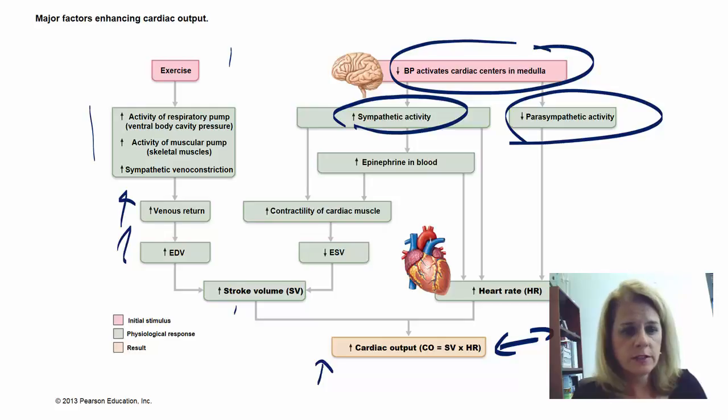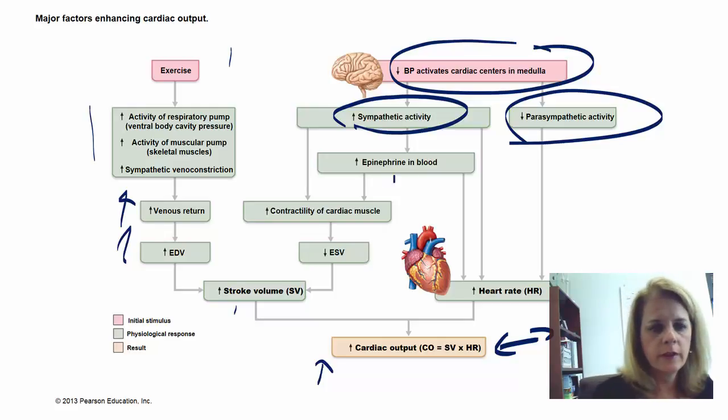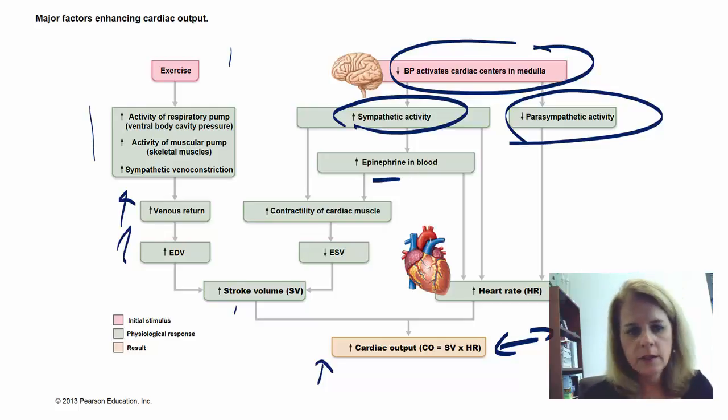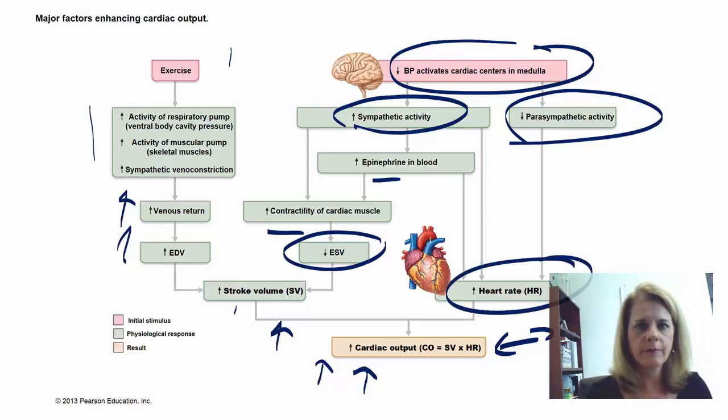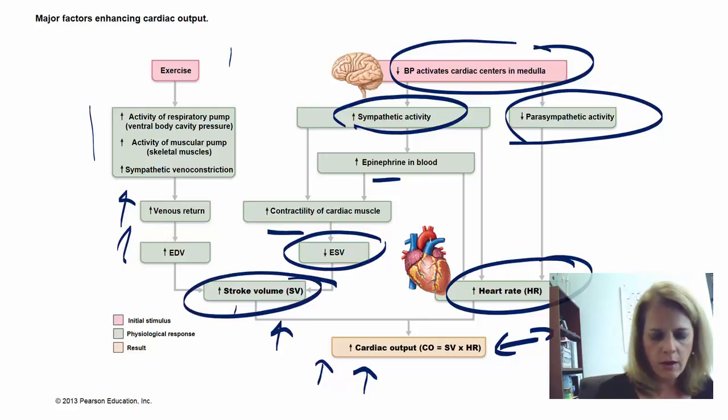So the sympathetic nervous system is going to cause the release of epinephrine. Epinephrine, like adrenaline, is going to cause your muscles to become more contractile. The strength is going to be harder, stronger. That's going to decrease your end systolic volume. That's going to increase your stroke volume. It's going to increase cardiac output. All of these also increase heart rate. So remember, you can change cardiac output by changing stroke volume and heart rate.